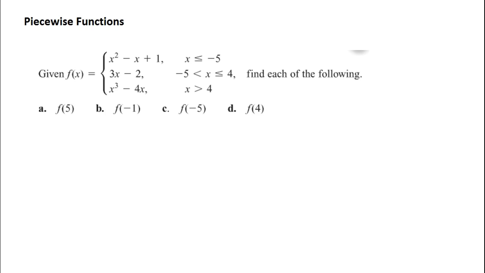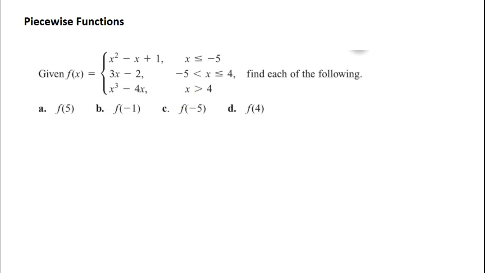Now piecewise functions are where we put several different functions together, and depending on what we're plugging in, that will tell us which function to use. So let's take a look at this. This says that for any x value we plug in that's less than or equal to negative 5, we will use this function right here. And for any x value between negative 5 and 4, we're going to use this middle one. And finally, for any x value greater than 4, we'll use this third one.